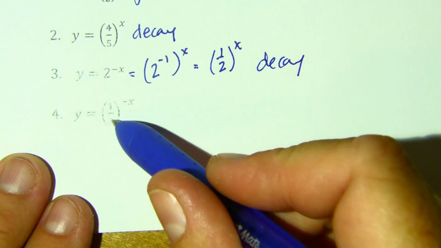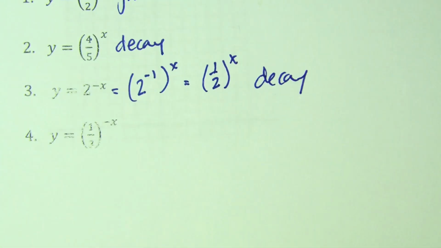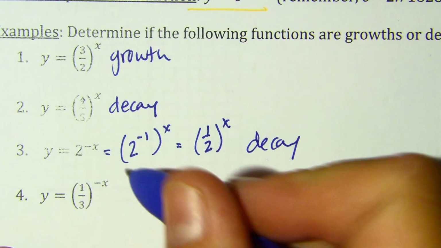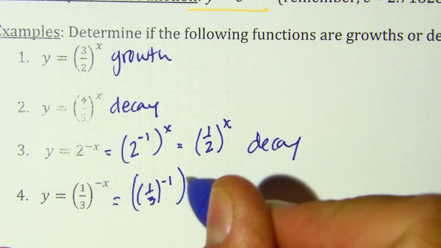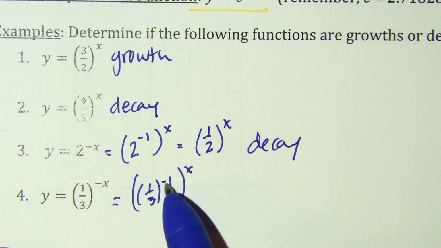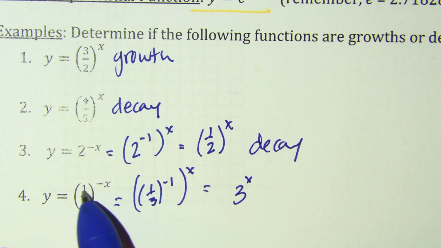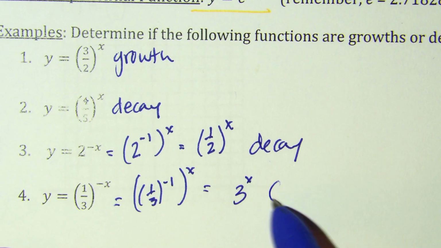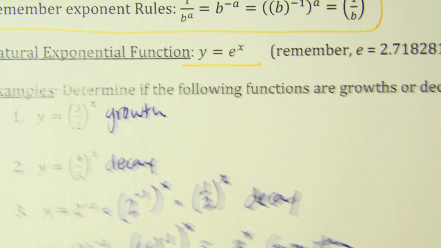And then here I have 1/3 with a negative exponent. Not sure why it's so hard to read. Hopefully you can see this okay. 1/3 with a negative exponent, we can rewrite that as 1/3 to the -1 to the power of x. Pull that negative inside. And -1 as my exponent on 1/3 changes that to 3 to the power of x. So even though this indicates that it would be a decay, because of that negative exponent, it switches, and it's a growth. Hopefully that is pretty clear there.